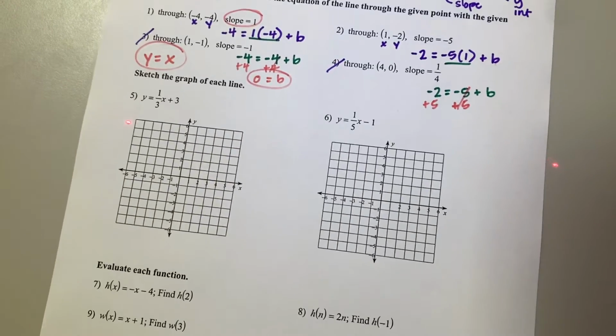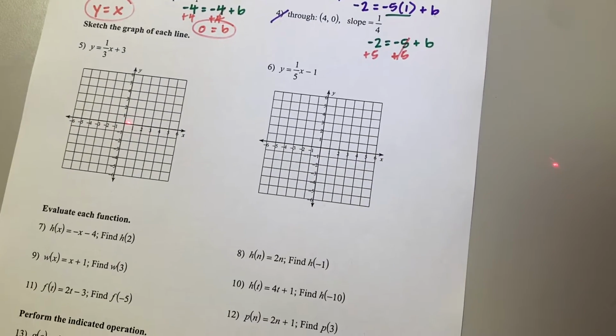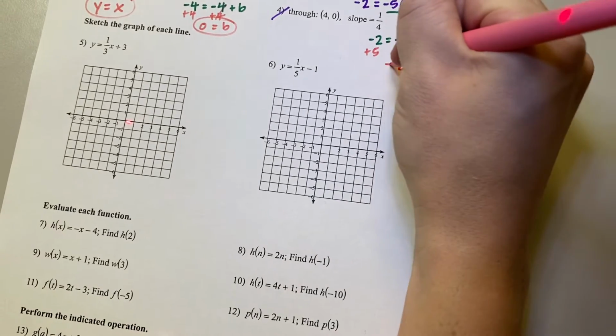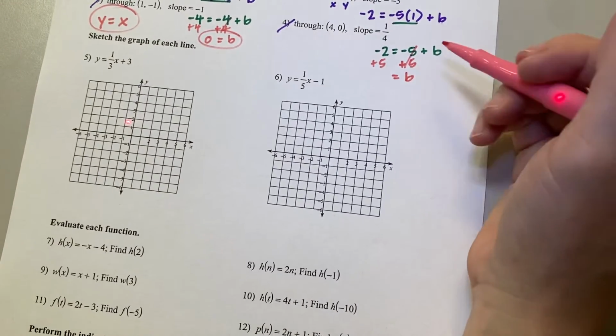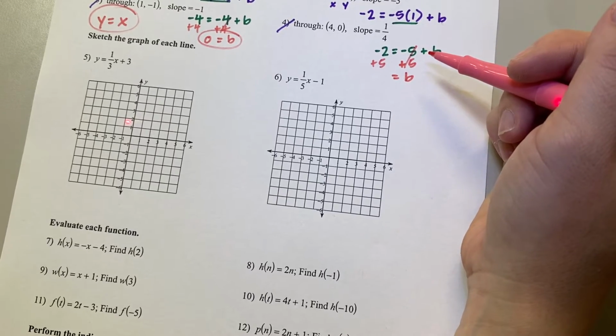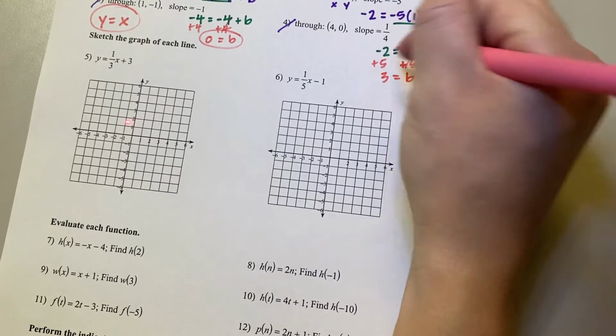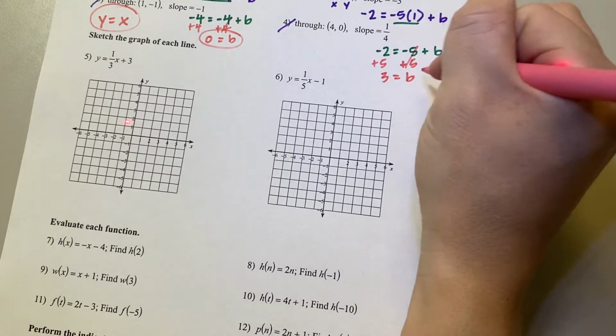Okay, so we added 5 to both sides. So what is my b going to equal? B equals what? 3. Say it with confidence. 3. Positive 3. Love it. Negative 2 plus 5, positive 3.